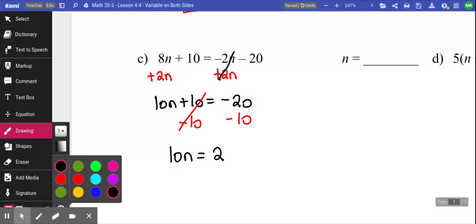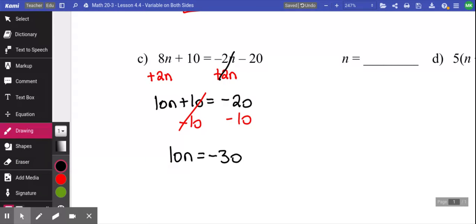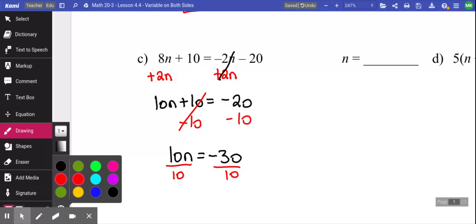Nope. No. Negative 30. I was doing dividing. I messed that up by a mile. Negative 20 minus 10 would be negative 30. Negative 3 is a positive 3? You tell me. Negative 3. Yeah. So my last step would be divide by that 10. When I divide by 10, I get n equals negative 3.